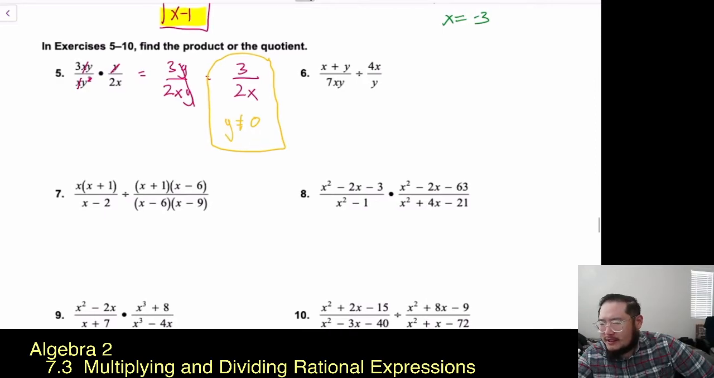So we'll start with the basics. In this problem, you cannot cross cancel first. That you cannot do when we're dividing. When we're dividing, I'll rewrite this.